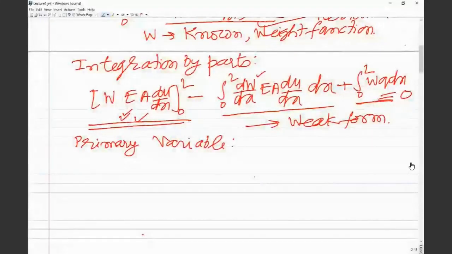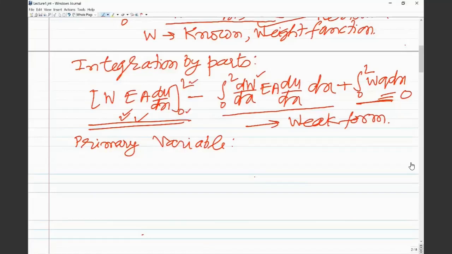We identify the primary and secondary variables from the boundary term of the weak form. Why is it a boundary term? Because it is evaluated at x equal to 0 and at x equal to L. So it is evaluated at boundaries, and that is why it is known as boundary term. Whereas these other two terms are the integration over the entire domain, so those are the integral terms over the entire domain.